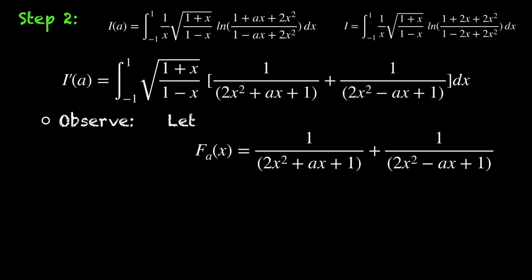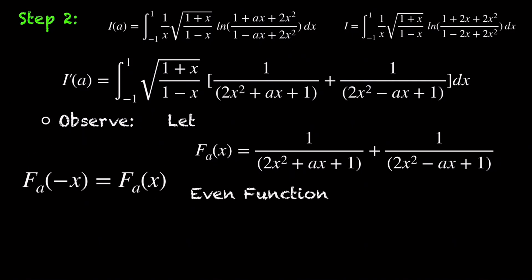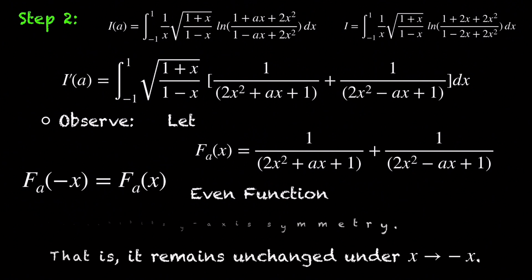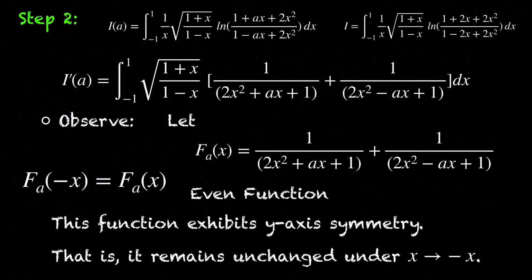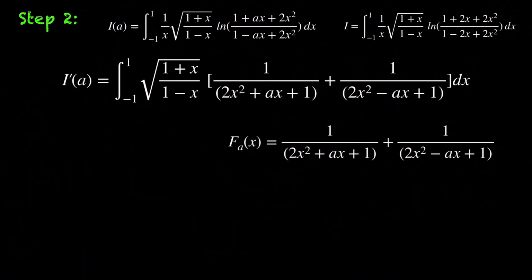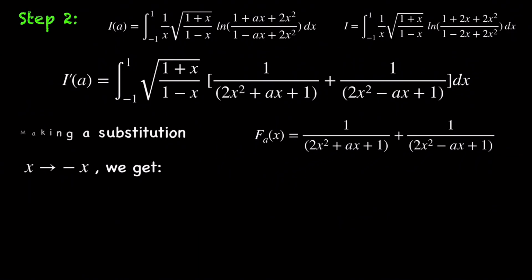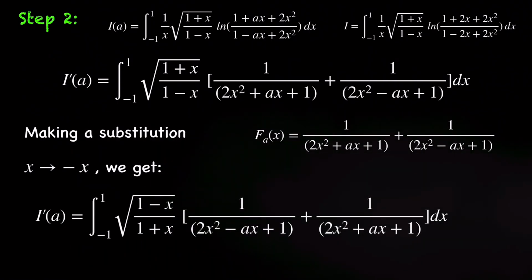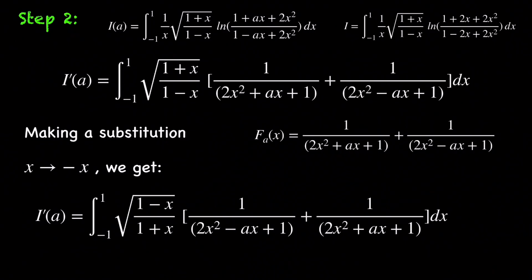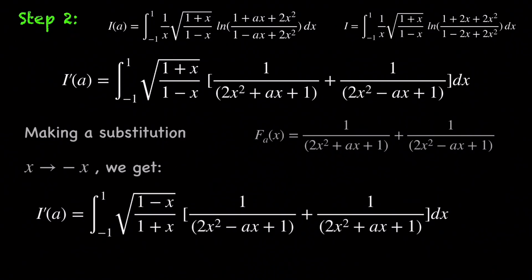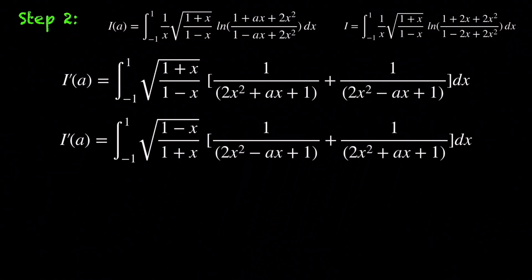And if we observe that f of x sub a is equal to this part of the integrand, we notice that it is an even function. That is, this function exhibits y-axis symmetry. It remains unchanged under x changing to negative x. So by making that substitution, we get the following result. I prime has this representation under that substitution.